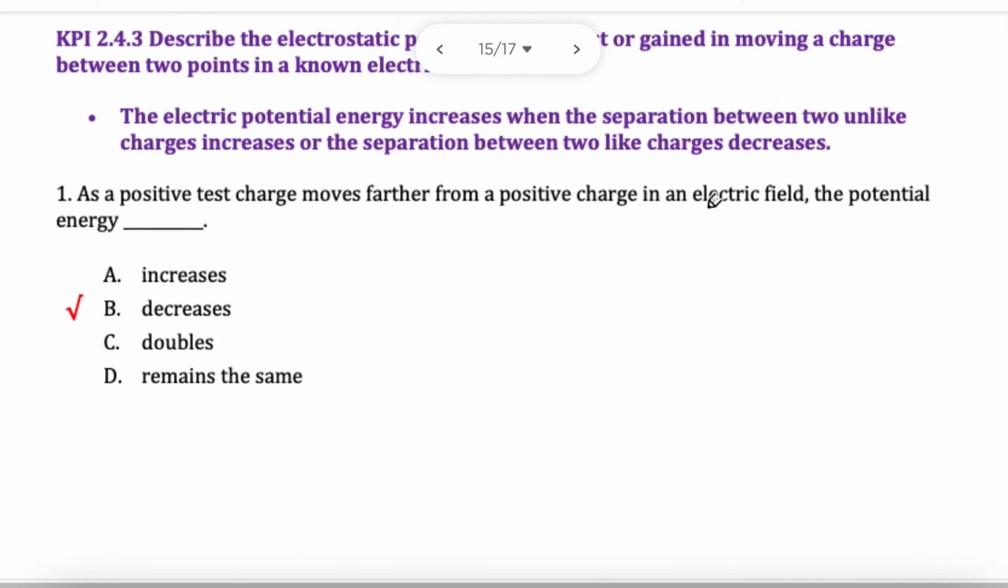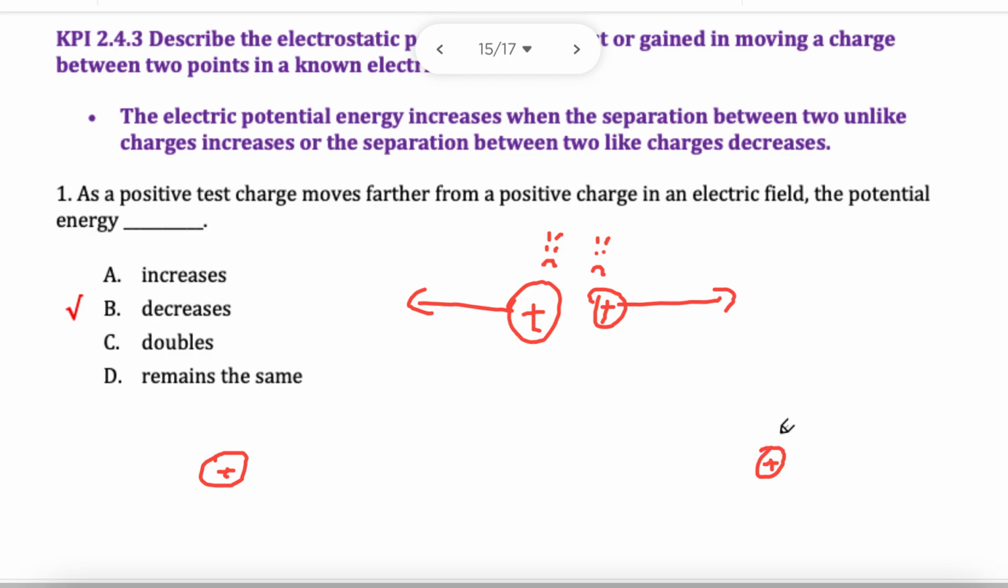Now, a positive test charge moves further away from a positive test charge. So if I put a plus and a plus close together, they are not happy at all. They do not want to be next to each other. They have a lot of potential energy. As soon as you release them and let them go where they want, they run away. They run away until they run out of energy and they get tired, and then they can relax again. So that means they use up their energy running away.